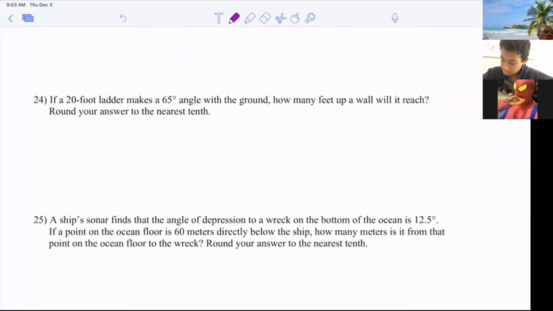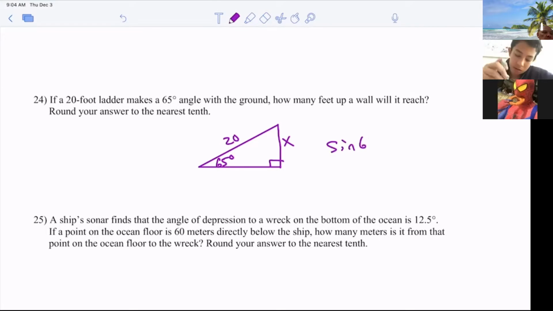24. If a 20-foot ladder makes a 65-degree angle with the ground, how many feet up the wall? All right. So here we go. There's our 20-foot ladder. And we're assuming that the wall is at a 90-degree angle. So this is 65 degrees. This is 20. This is x. So now we have what? Thank you. Sine of 65 is equal to x over 20. So x equals 20 sine 65, which is roughly, tell me.